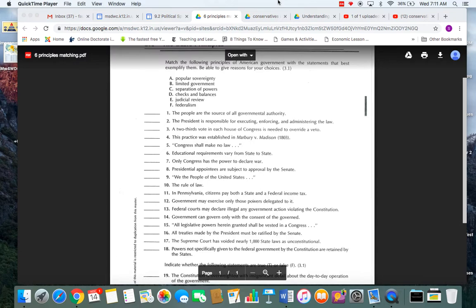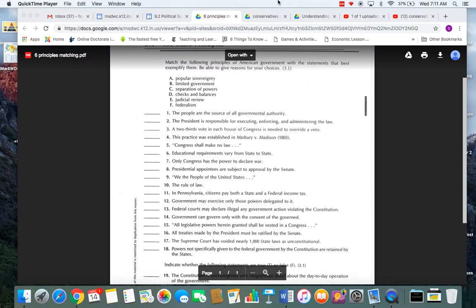The Supreme Court has voided nearly 1,000 state laws as unconstitutional. Once again, that's their judicial review power. And powers not specifically given to the federal government by the Constitution are retained by the states, that division of power between state and national government.